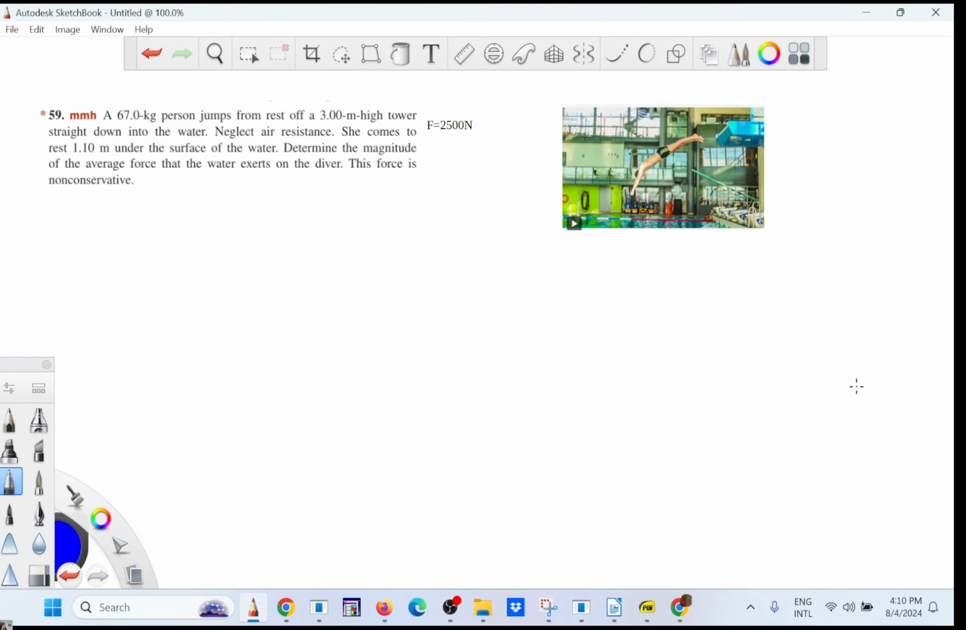So that's the next one. It also comes from Johnson and Cutnell, and it's also conservation of energy, but you need to do a drawing.